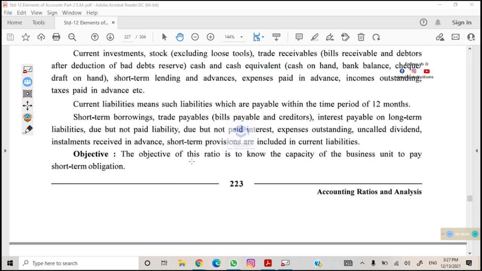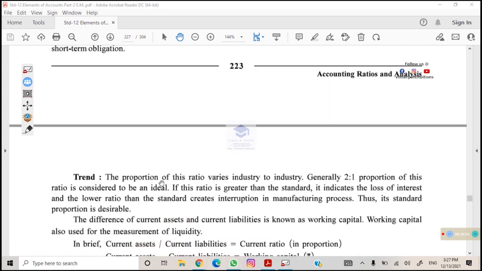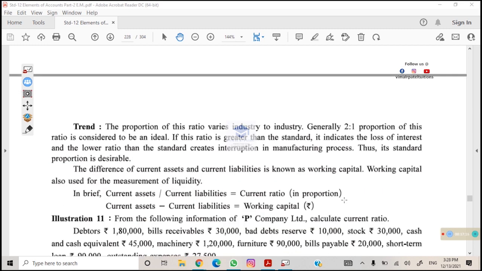The objective of this ratio is to know the capacity of business to pay short-term obligation. The proportion of this ratio varies from industry to industry. Generally 2:1 is considered to be ideal. Means your current asset must be double your current liability. So current ratio is equal to current asset upon current liability. And current asset minus current liability means your working capital.